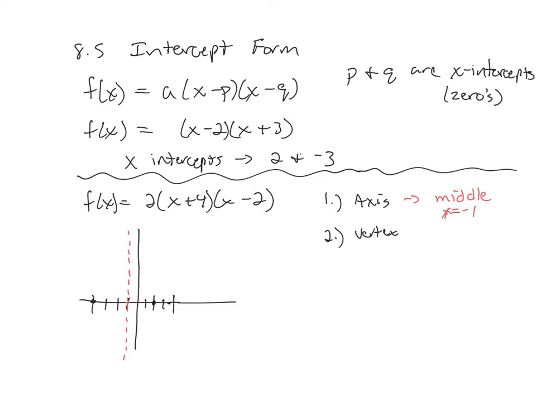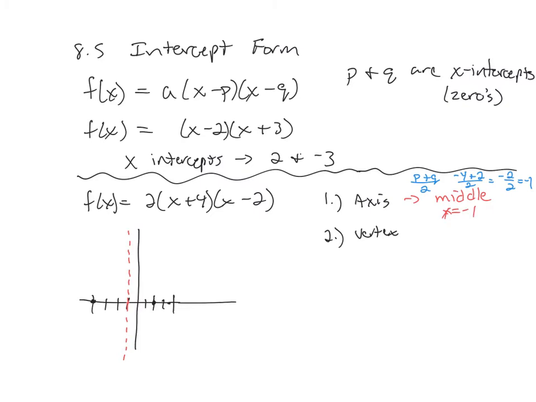You could also, and this is in the book, do p plus q divided by 2. So remember, the p's and q's are the opposite of what you see. So if I did negative 4 plus 2, that's negative 2 divided by 2, which is negative 1. So you get the same thing, but I think sometimes just saying what's right in the middle actually works better.